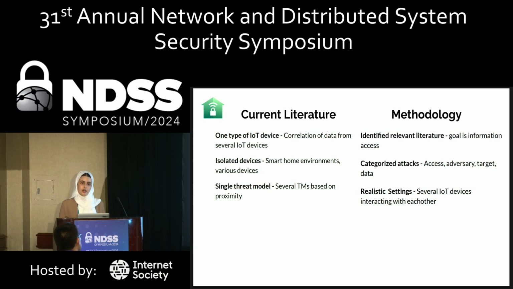Another thing is that oftentimes the threat model is developed to resemble the solution that's being proposed, whereas in our paper we try to reflect on what IoT attacks look like and what these adversaries are capable of, and develop a model based off of that. So our approach was to identify attacks in literature, where the criteria was whether they try to access information. We categorized these attacks based on the type of adversary, the access, whether it's one-time or continuous access, the target, whether it's a device or the mobile or companion application, and the data that is being accessed.